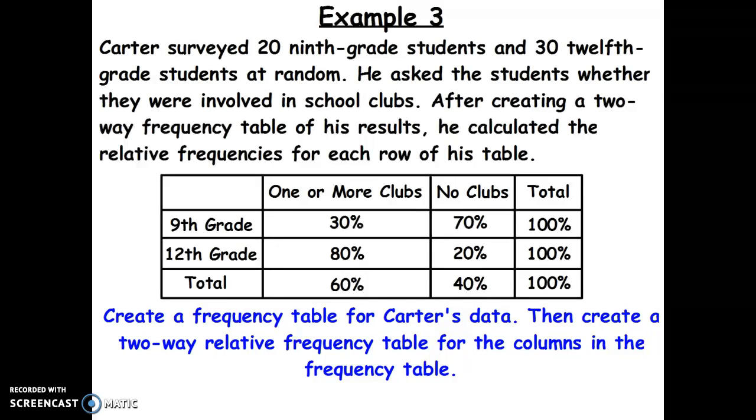Example 3. Carter surveyed 20 ninth grade students and 30 12th grade students at random. He asked the students whether they were involved in school clubs. After creating a two-way frequency table of his results, he calculated the relative frequencies for each row in his table. Create a frequency table for Carter's data, then create a two-way relative frequency table for the columns in the frequency table.